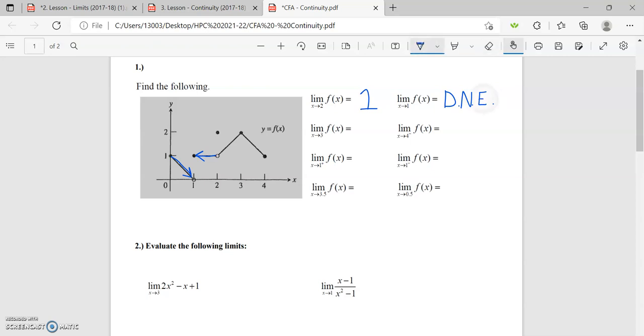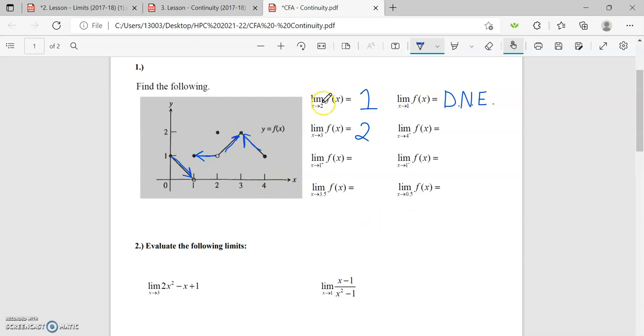So if you have a graph and you're looking at a particular x value limit, and the left and right do not agree, you just say that the limit doesn't exist. Moving on, the limit as x approaches 3. Here, everyone on the left is heading towards 2, and everyone on the right is heading towards 2. We agree, so the limit is 2.